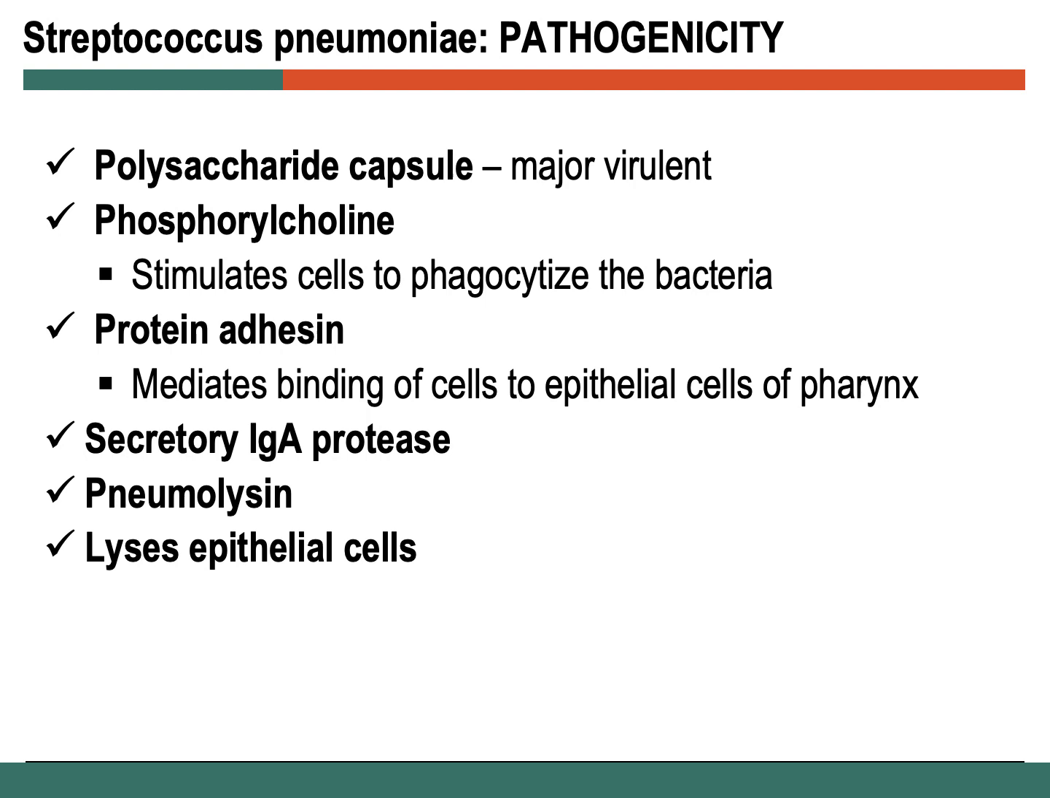For pathogenicity, the major virulence factor is the polysaccharide capsule, while other proteins help the organism to cause disease. You have phosphoryl choline, which stimulates cells to phagocytize bacteria, and protein adhesin, which mediates binding to epithelial cells of the pharynx. The organism also has secretory IgA protease that hydrolyzes IgA antimicrobial activity. Streptococcus pneumoniae also has pneumolysin, which lyses epithelial cells.